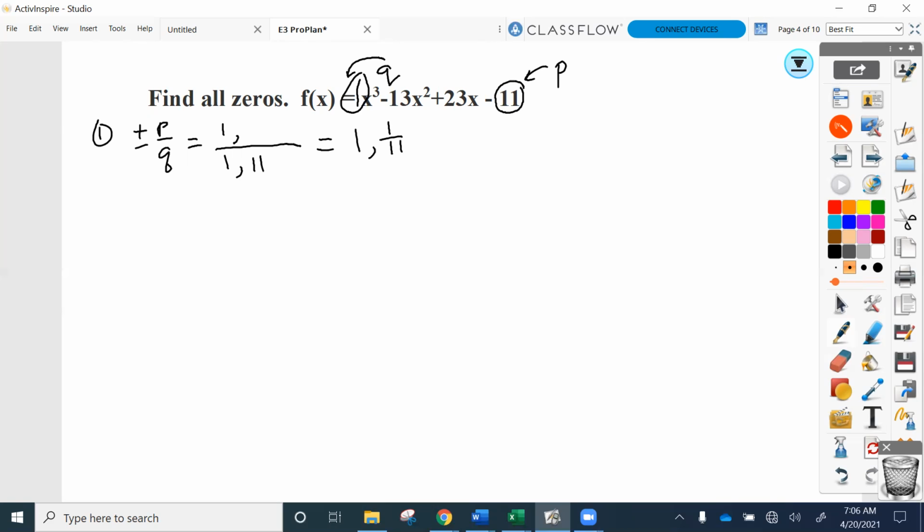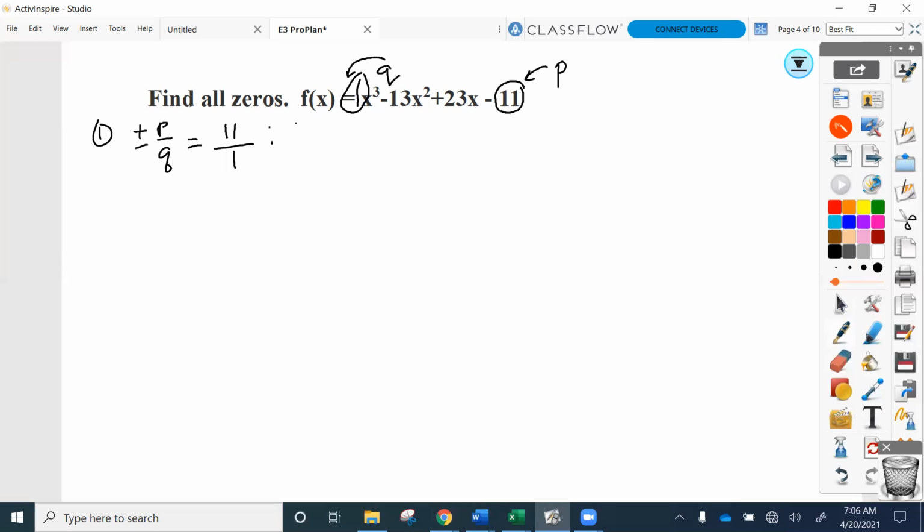Oh, wait, I got the P's and the Q's mixed up. Shoot. Let's try this again. Sorry. The P value is 11. Just mixed them up on the top and the bottom. So P value is 11 and the Q value is 1.